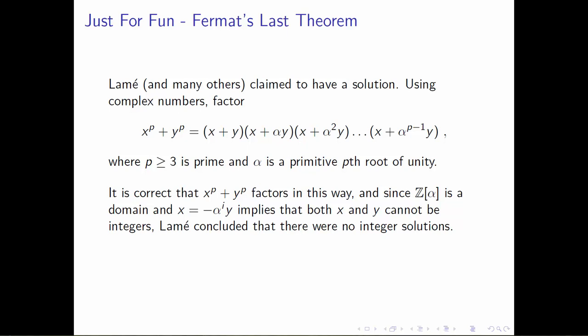And since Z adjoined alpha, if you just take the integers and you throw on alpha, that's a domain, you find from setting any one of these terms equal to 0 that x is going to be negative alpha to the ith power times y, and that's going to imply pretty easily that you can't have x and y both being integers, because this number alpha is definitely not an integer. So Lamé and the many others who came up with this solution claimed that there were no integer solutions to this equation, and all you really needed to do was use complex numbers and factor in this way.